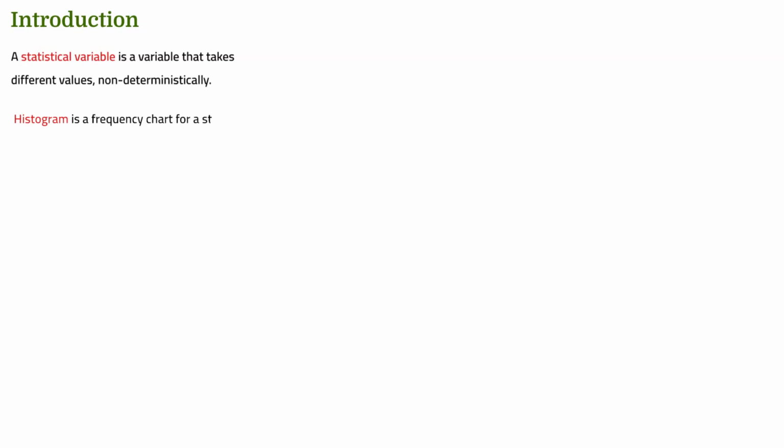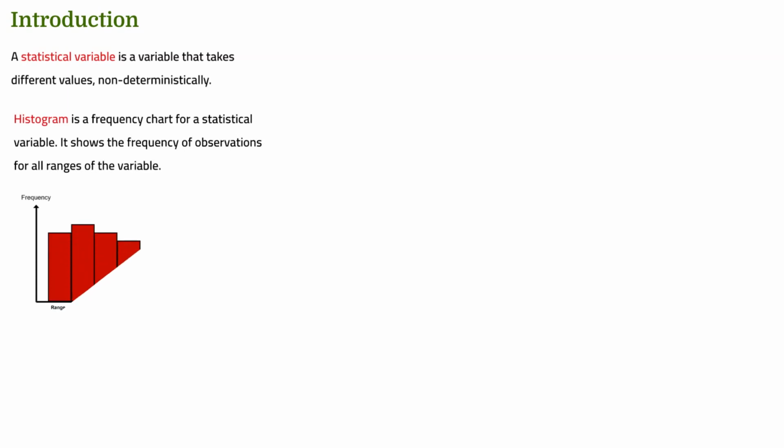First topic, introduction. We saw that a statistical variable is a variable that takes different values non-deterministically. We also saw that a histogram is a frequency chart for a statistical variable. It shows the frequency of observations for all ranges of the variable. Here is an example of a histogram, where variable versus frequencies are considered.